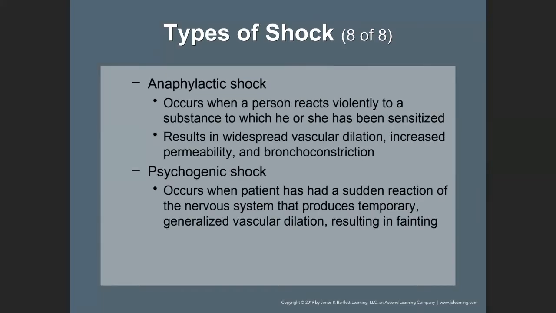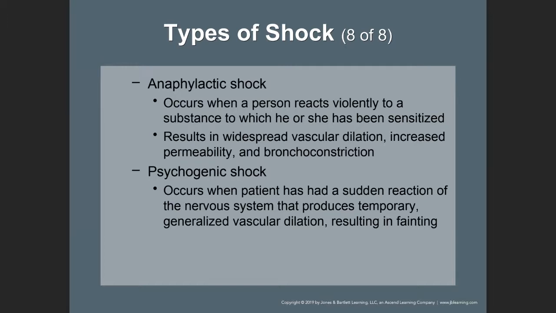Anaphylactic shock occurs when a person reacts violently to a substance to which he or she has been sensitized. It results in widespread vascular dilation, there is increased permeability, and the patient is going to have bronchoconstriction. So with anaphylactic shock, they can't breathe properly, and the blood is not circulating properly either because the blood vessels are too dilated and too permeable.